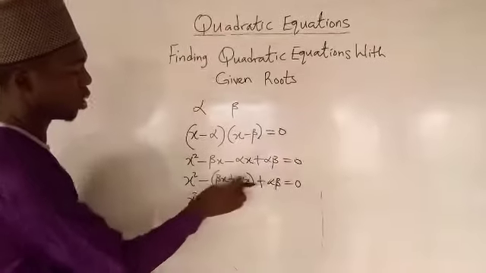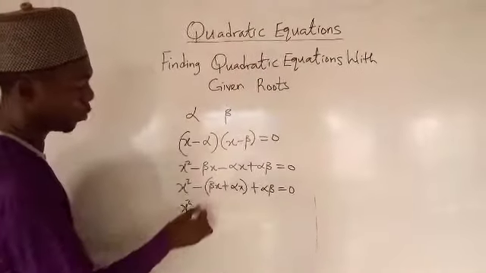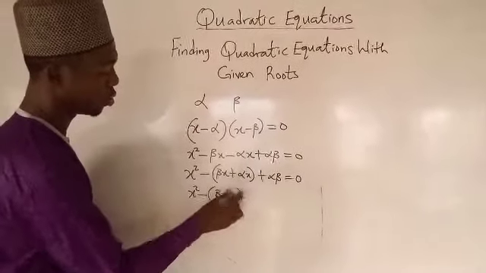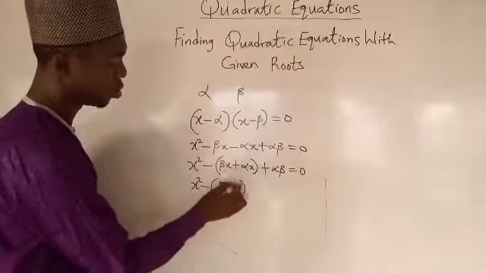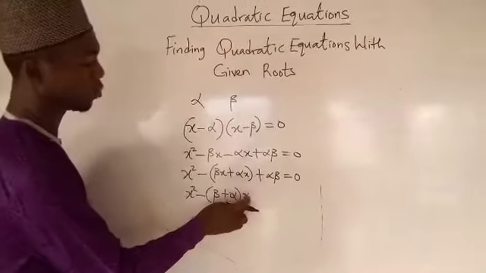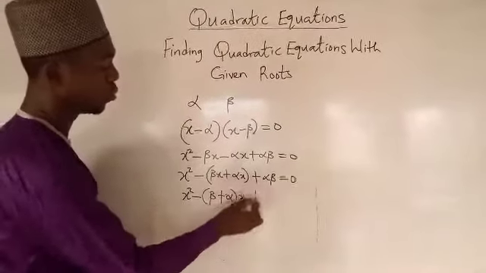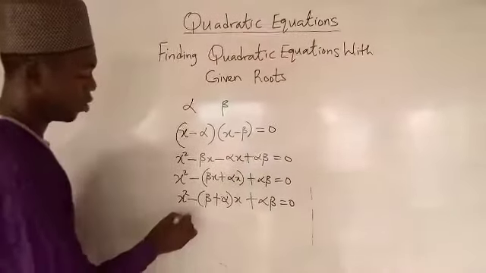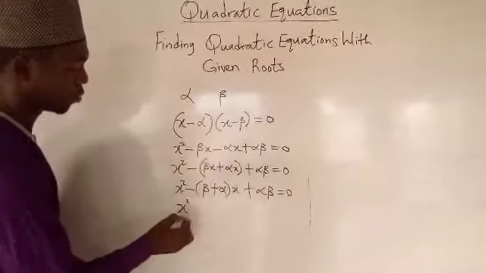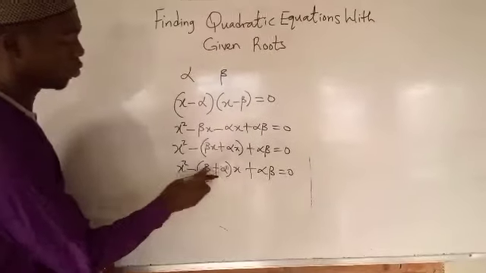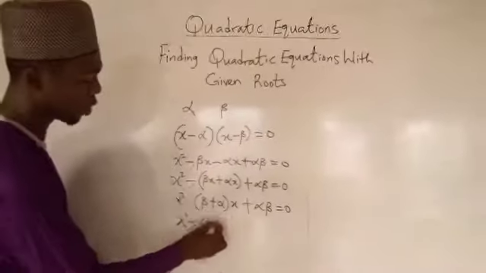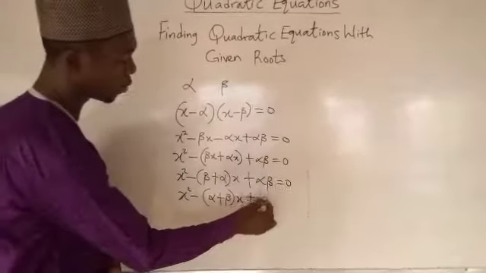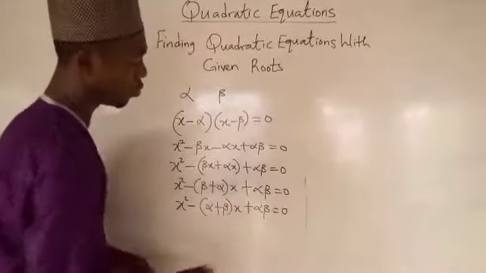I can bring this x out since it is common to both of them. I have beta plus alpha, then x will be outside because it's a common factor, plus alpha beta equals 0. So we have x squared minus this beta plus alpha, which is the same thing as alpha plus beta, times x, plus alpha beta equals 0.